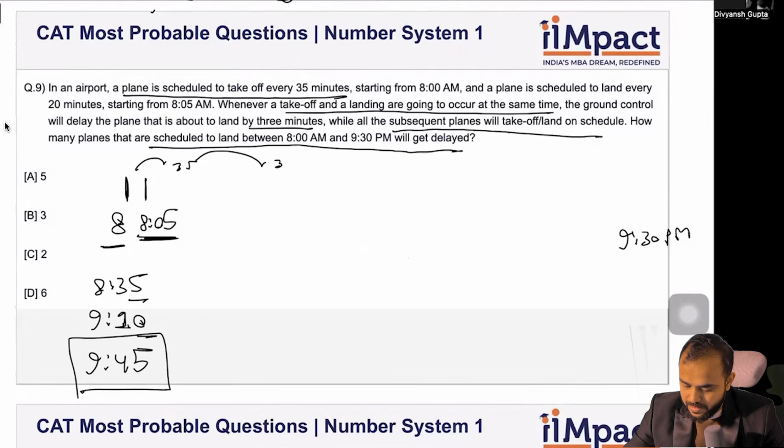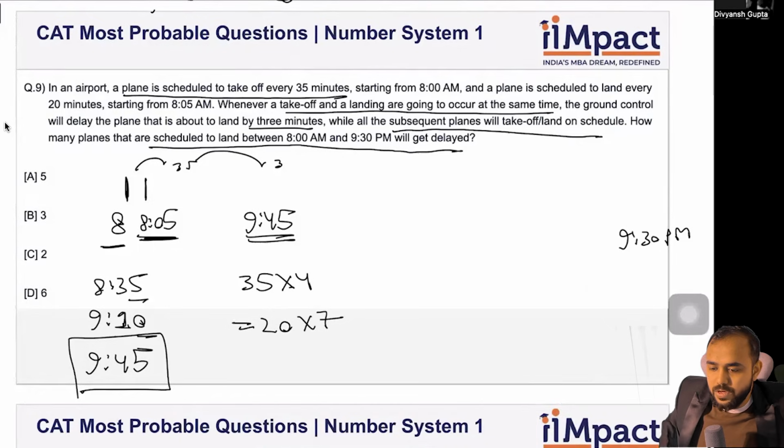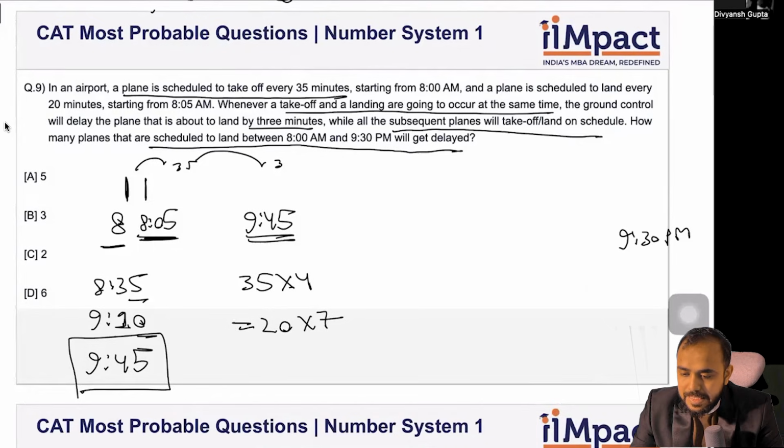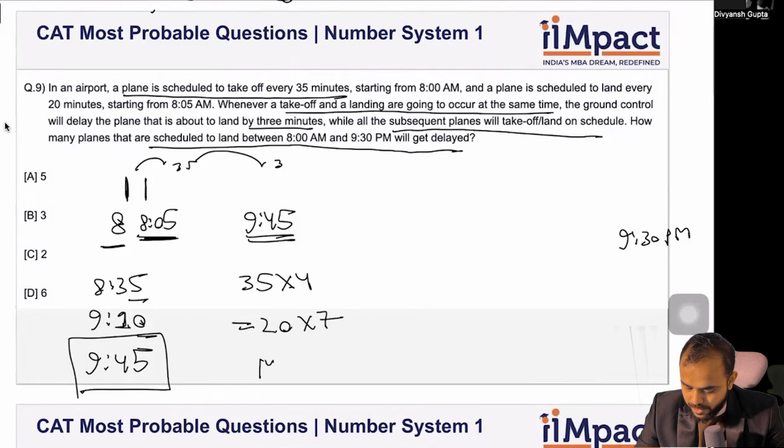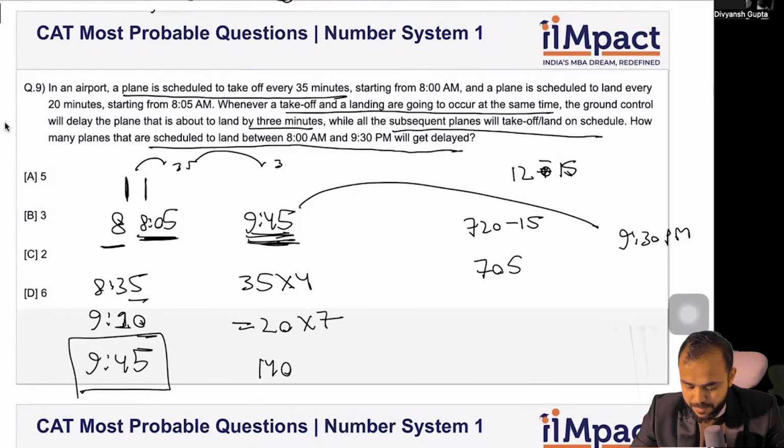After 9:45, this situation will occur at 35 into 4, which can be written as 20 into 7. So I basically just found the LCM of 35 and 20, which is going to be 140. So after this, I can go ahead with this. This is going to be 12 hours plus 15 minus 15 minutes. So this is going to be 12 into 60, that is 720 minus 15, that is 705 minutes.